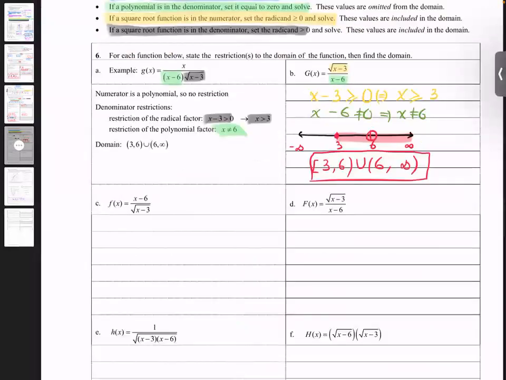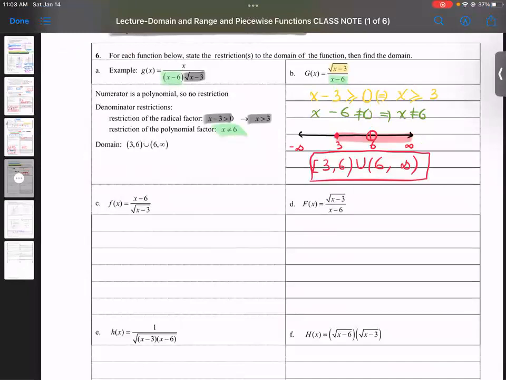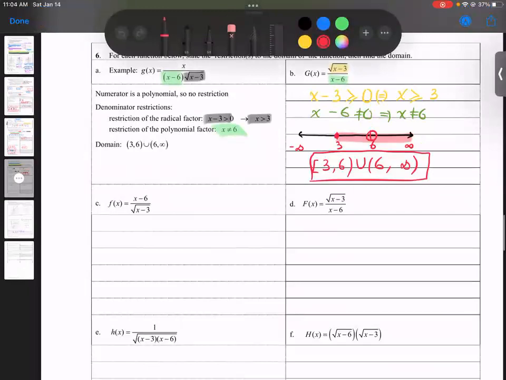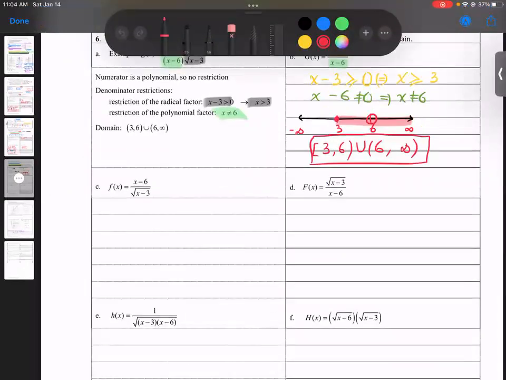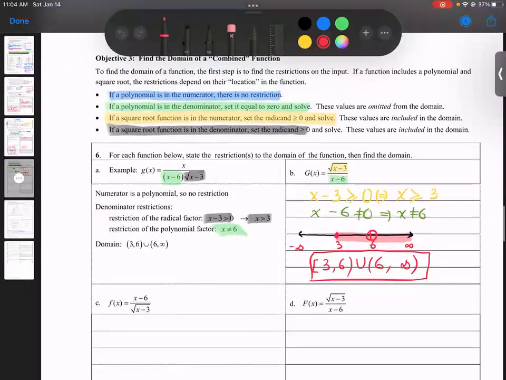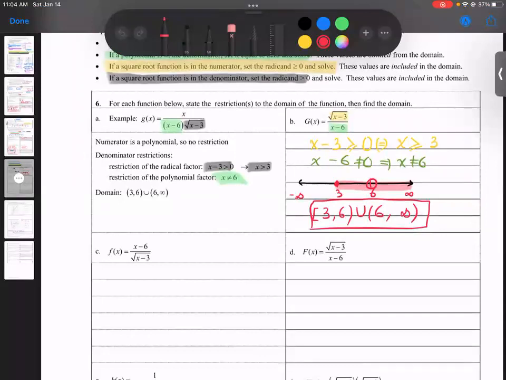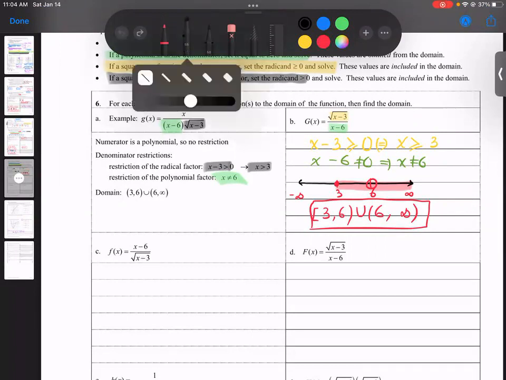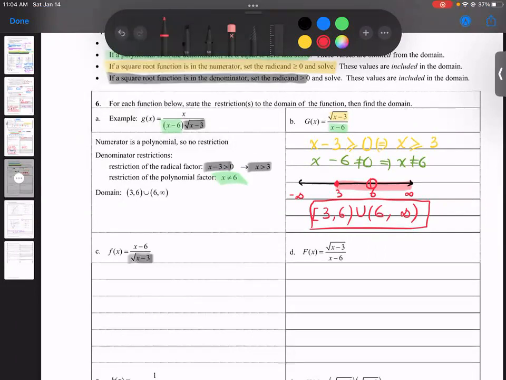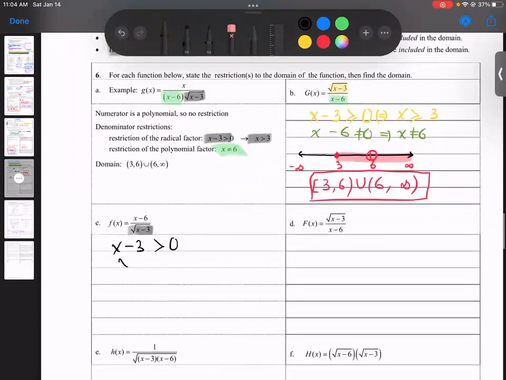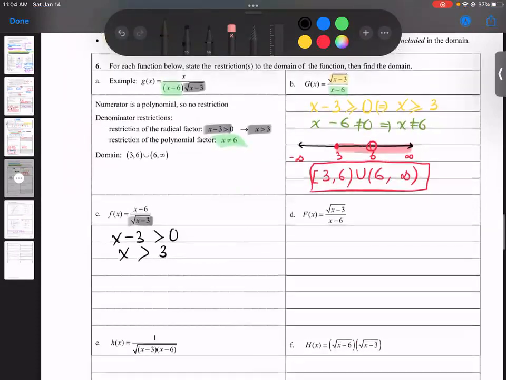All right, so let's continue. I think this is where we left off last time. We solved 6b, so let's move on to 6c. 6c, well, the numerator is a polynomial, so we do nothing, right? That's the one I highlighted in blue there. The radical, there's a square root in the denominator, so I'm going to set the radicand greater than 0. So here, this one right here, see I highlighted in black above there. So that means x minus 3 has to be strictly greater than 0, and then you solve for x. Add 3 to both sides. x is strictly greater than 3.